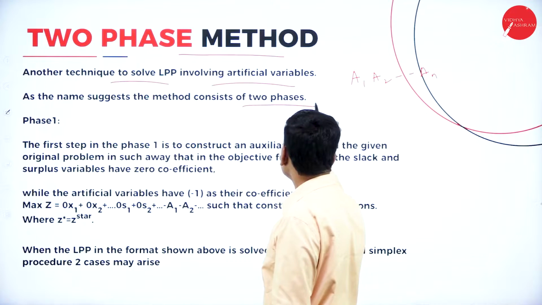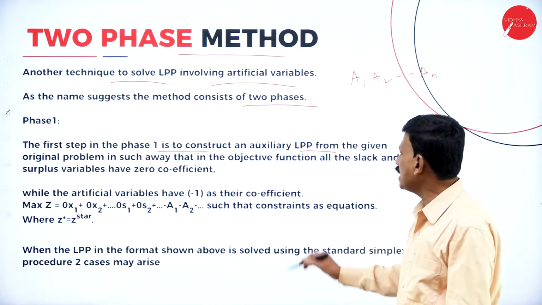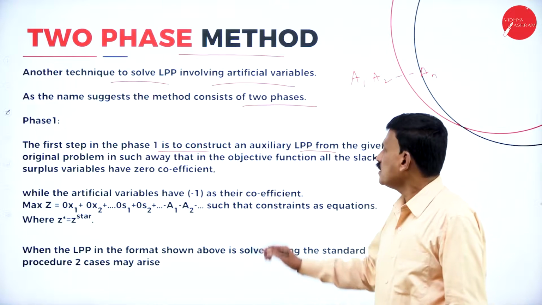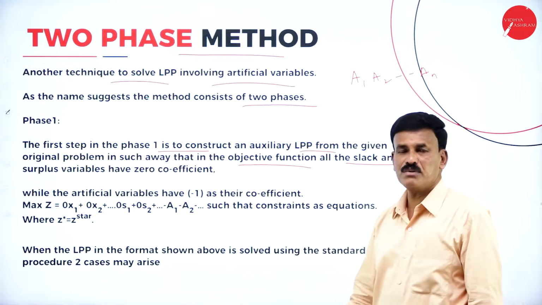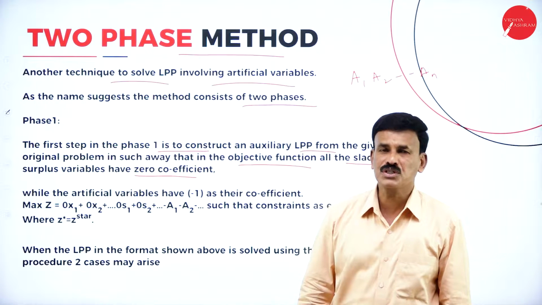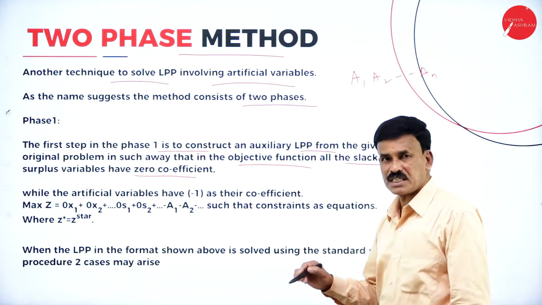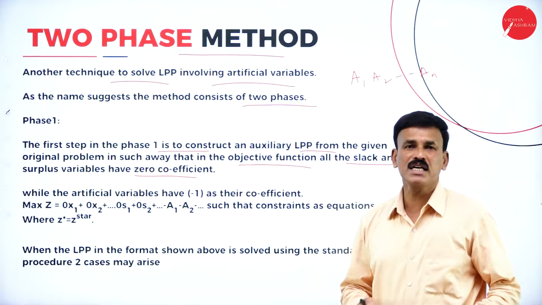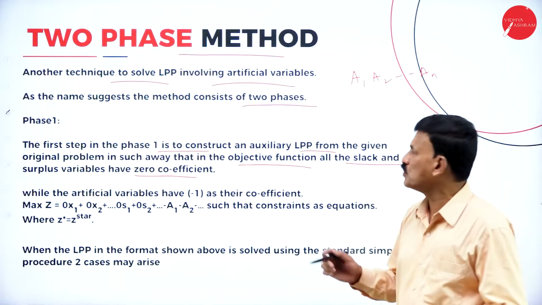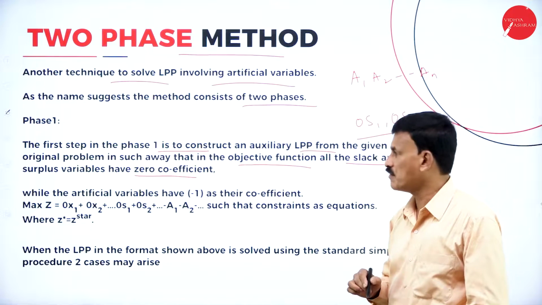The first step in phase 1 is to construct an auxiliary LPP from the given original objective function in such a way that in the objective function all the slack and surplus variables will have the coefficients as 0. So in the auxiliary linear programming problem, we have to construct an objective function in such a way that the coefficients of slack variables as well as surplus variables are 0.